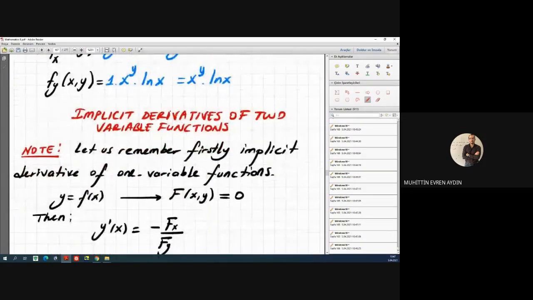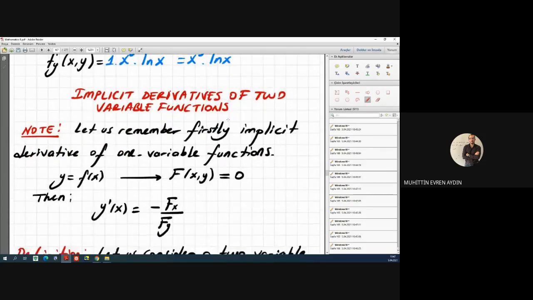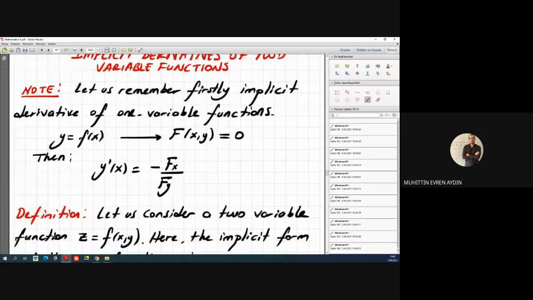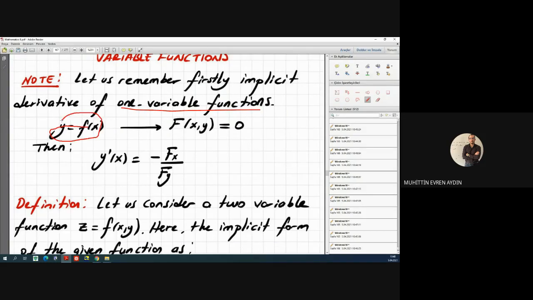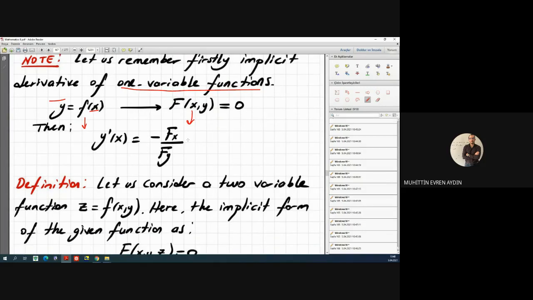Okay, the implicit derivatives of two variable functions. Let's recall the implicit derivative of one variable function. This is the explicit form. Let's say the y depends on the variable x. This is the explicit form, but this is the implicit form. For the implicit derivative of one variable functions, we have already this formula from the first semester of this course.